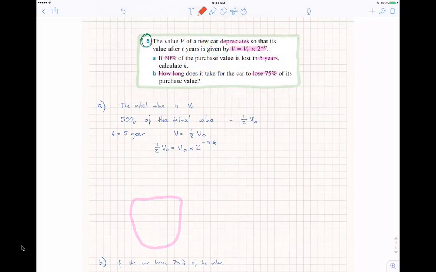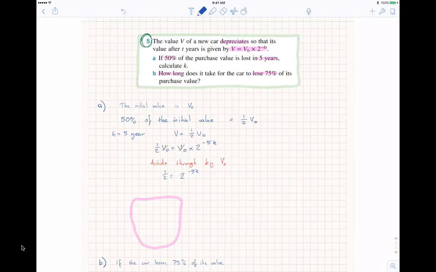We're going to solve it using CAS. Actually, wait. Sorry. We'll need to divide both sides by V naught to cancel them out first. So dividing through by V naught, as we cancel V naught from both sides, we're left with 1/2 equals 2 to the minus 5k.